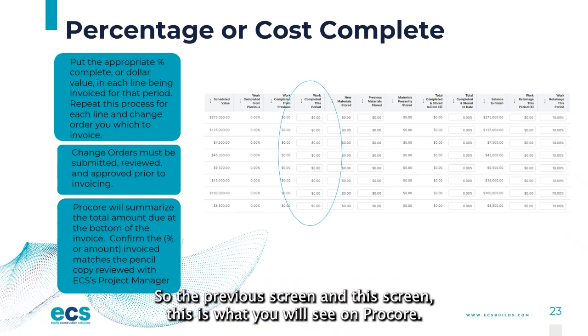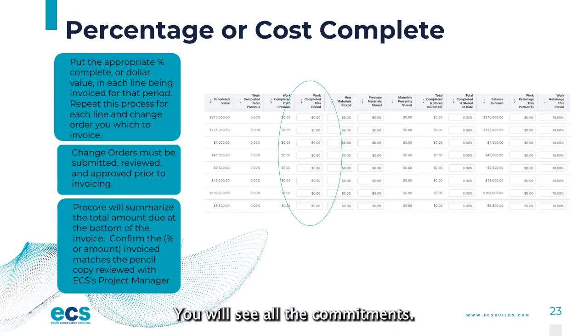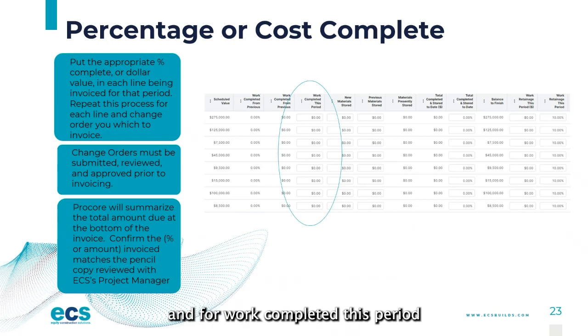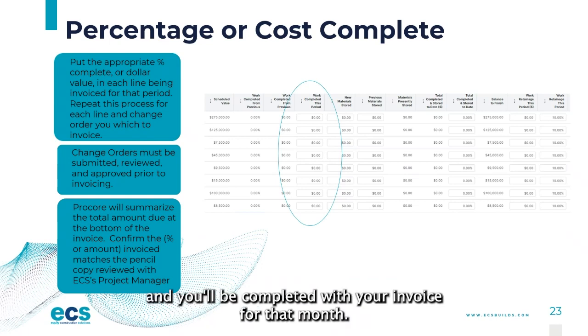So the previous screen and this screen, this is what you will see on Procore. You will see all the commitments. You will select which one you want. You will type the dollar amount in for work completed this period, and you'll be completed with your invoice for that month.